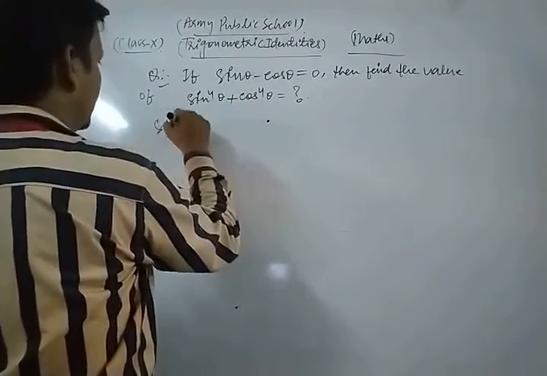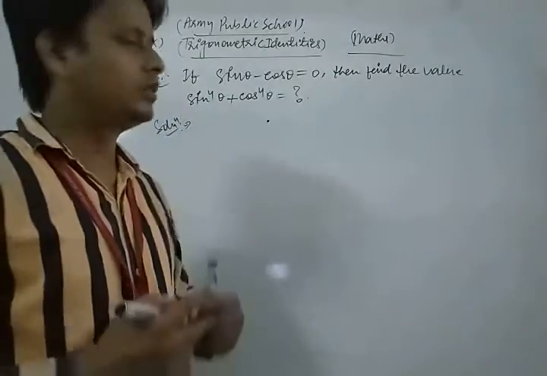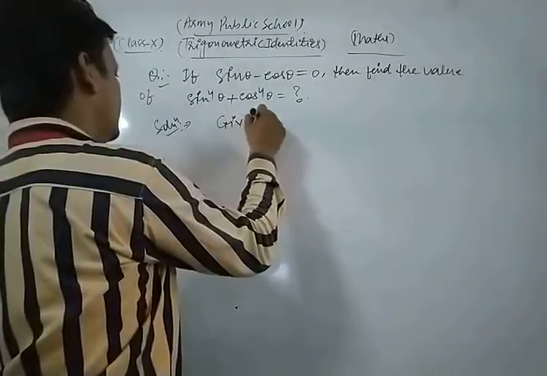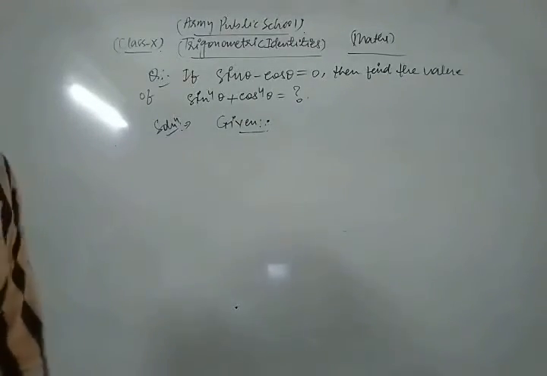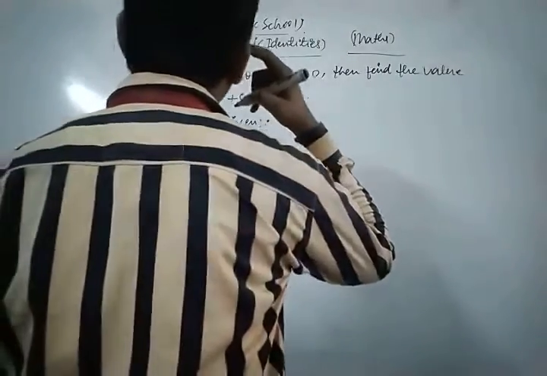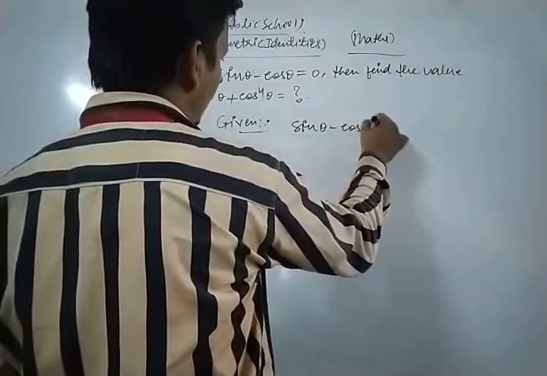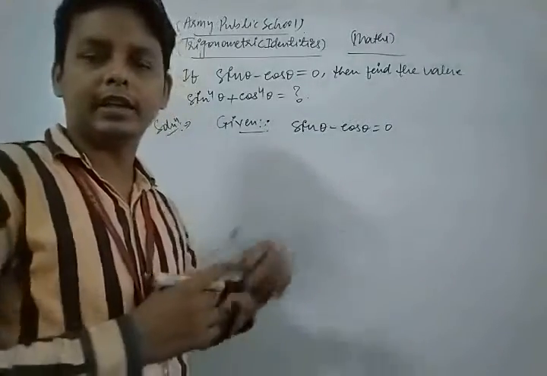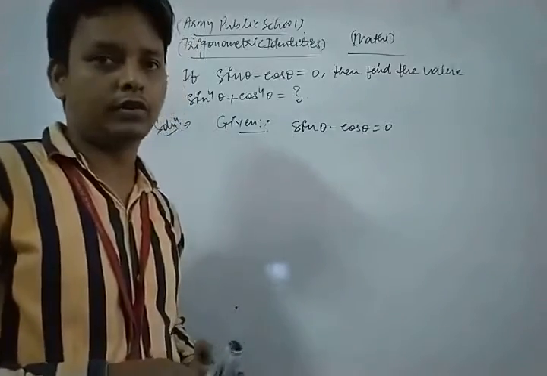What is the process to solve this type of question? This is an MCQ type of question. Now look, first of all we write what is given. Given the relation sin theta minus cos theta is equal to 0. First of all, we simplify that relation, and from there we find the value of angle theta.